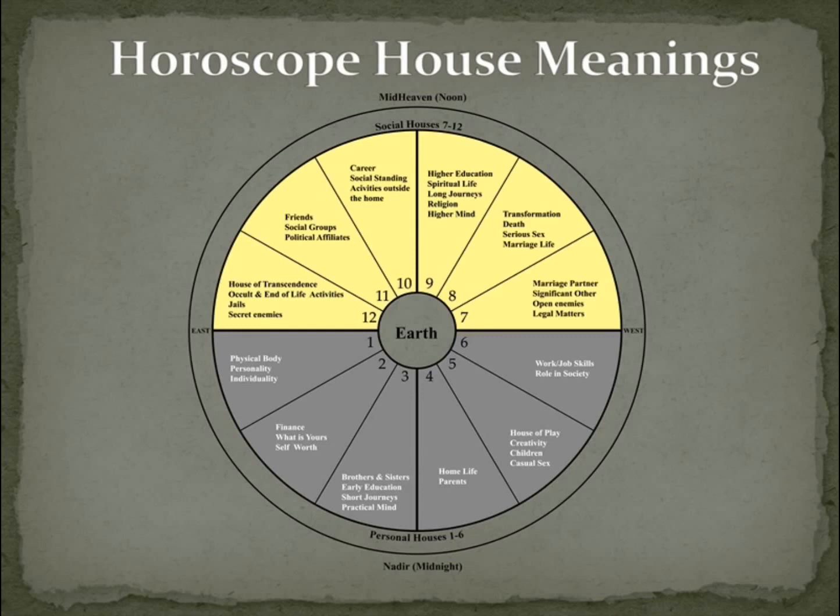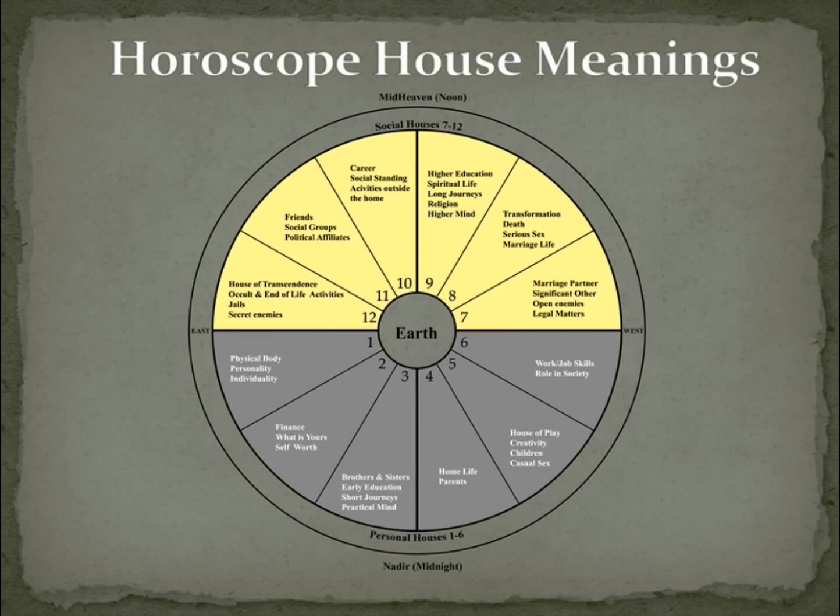Next up are the 7 social houses. These houses are above the horizon in daylight, symbolizing that they pertain to departments of life involving other people, organizations, and groups. The 7th house is the first of these social houses. It governs partnerships, marriage partner or significant other, legal matters, and open enemies. To master this house, you must choose your partner or partners carefully and treat them with respect and understanding.